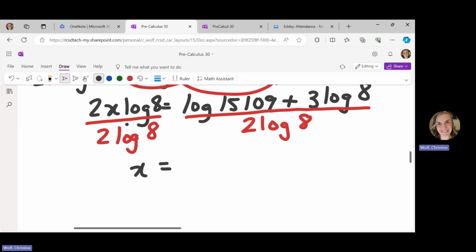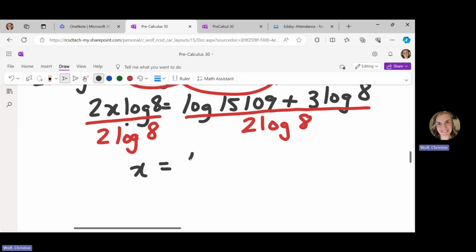Now, this is where your calculator is your best friend. You figure out what's the log of 15,109. Add that to the log of 8, but you have to times the log of 8 by 3. Then you set that equal, and then you divide that by the log of 8, but you have to times that log of 8 by 2. Okay? I know it sounds like a lot. So one at a time, figure out what the log of 15,000 blah, blah, blah is.